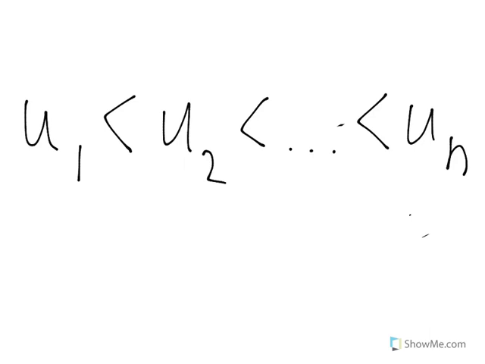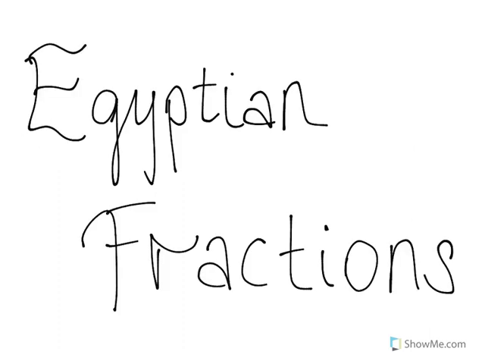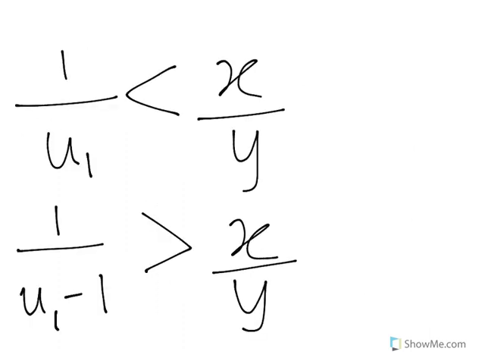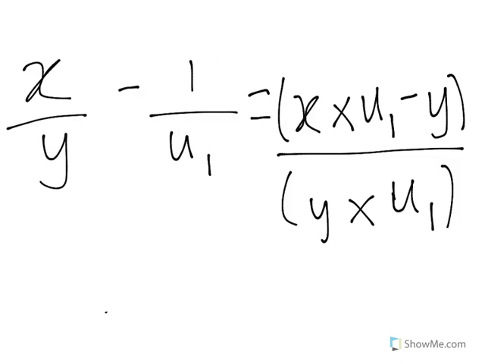Therefore, 1 over u1 is the largest such fraction. This means that 1 over u1 is smaller than x over y. 1 over u1 is the largest unit fraction which is less than x over y. Then 1 over u1 minus 1 is greater than x over y. Since x is greater than 1, neither 1 over u1 nor 1 over u1 minus 1 is equal to x over y. The remainder, x over y minus 1 over u1, is equal to x multiplied by u1 minus y, over y multiplied by u1.